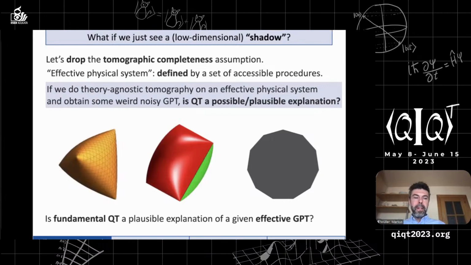So the question here is: is fundamental quantum theory a plausible explanation of a given effective general probabilistic theory? And this is certainly a topic that you often have in physics. You think of an effective theory, maybe an effective field theory, and you hypothesize about a fundamental underlying theory, and you ask about the relation between the two, especially what the effective theory can perhaps tell you about the fundamental theory.